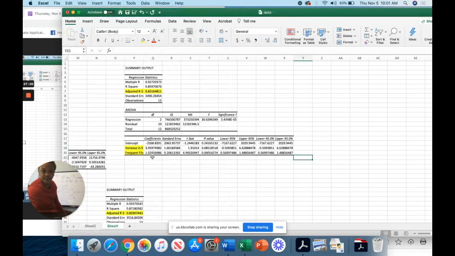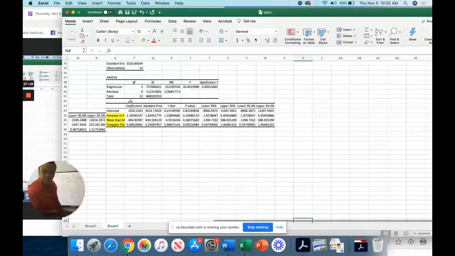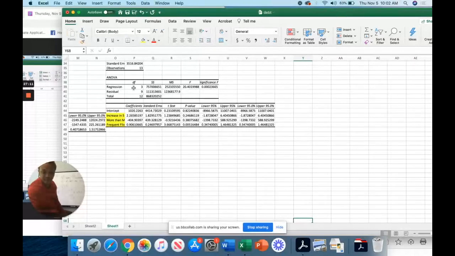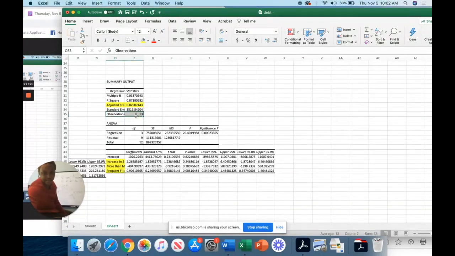Right. Exactly. That's good, and I think Jubilee was saying that as well. So if you go to results, you see right here, the number 13 there. Right here, observation. That's the N. Or you can just count if you feel like it.